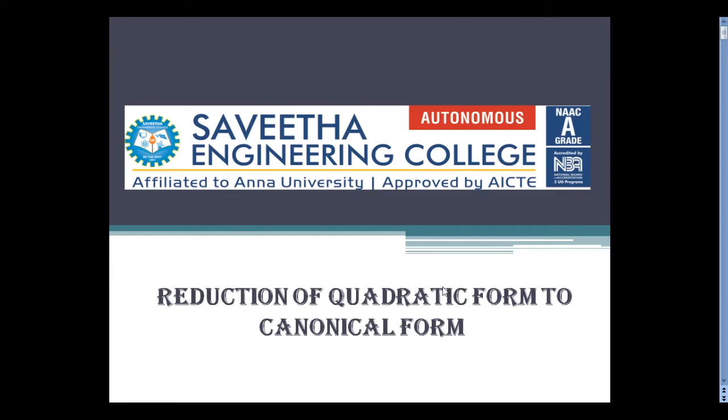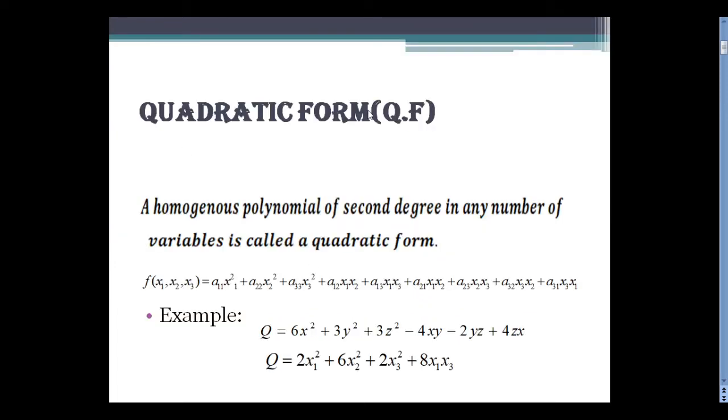Hi everyone, we are going to learn reduction of quadratic form to canonical form. Quadratic form definition: a homogeneous polynomial of second degree in any number of variables is called a quadratic form.